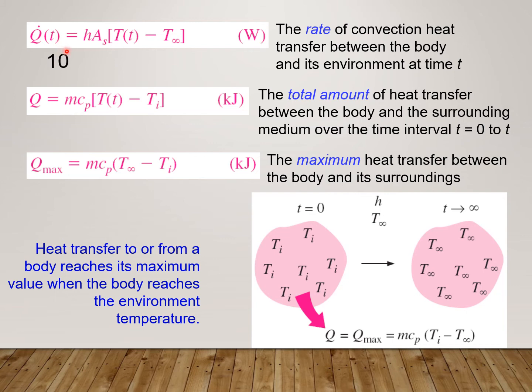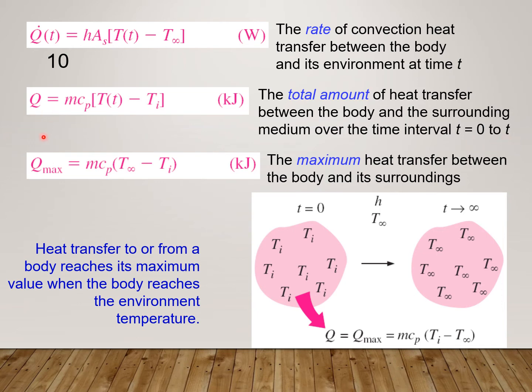Q dot, which is a function of time, is equal to hAs (T of t minus T infinity). This is the rate of convection heat transfer between the body and its environment at time t. Now we will discuss the total amount of heat transfer between the body and the surrounding medium over the time interval t is equal to 0 to t.